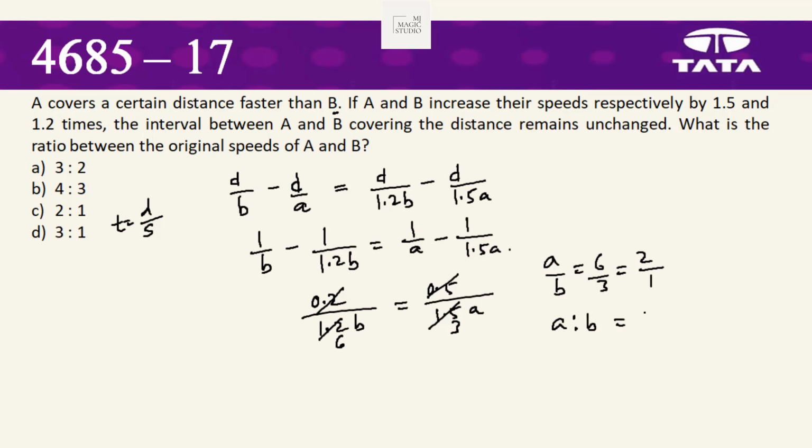Speed ratio of A is to B. Original speed ratio is 2:1. Option C is the fit.